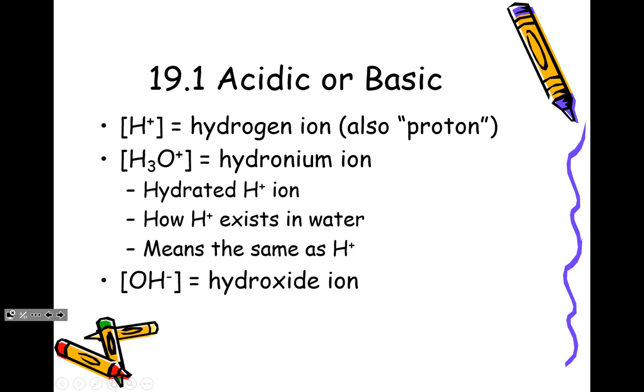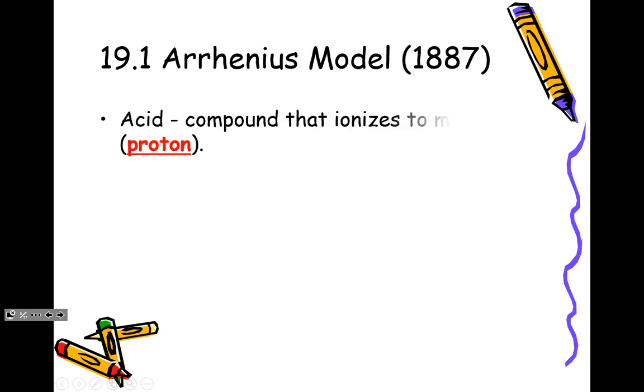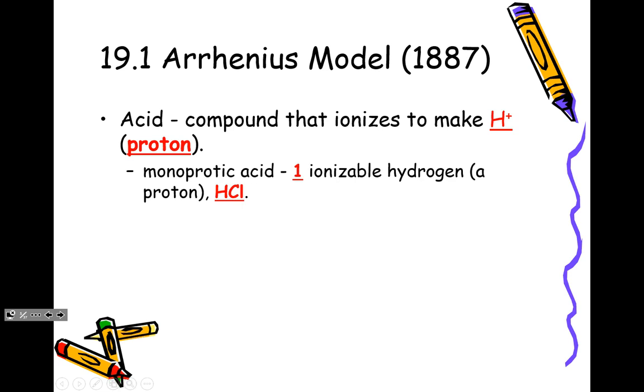Now, bases, we often talk about hydroxide. That's OH minus. And we don't have a hydrated form of OH minus that we discuss. Now, our original model of acids and bases started with a scientist by the name of Arrhenius. And back in 1887, he said that compounds that ionize to make hydrogen ions, or protons, would be things that are acids. So if you have something like HCl, that has one ionizable hydrogen, so that's a monoprotic acid.